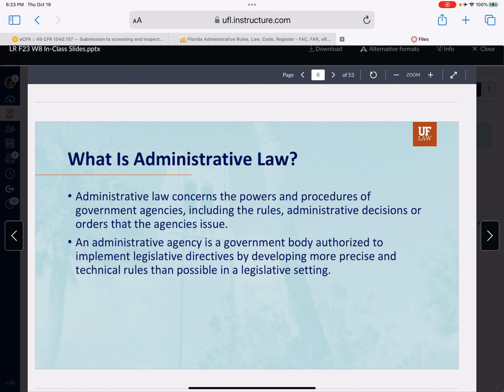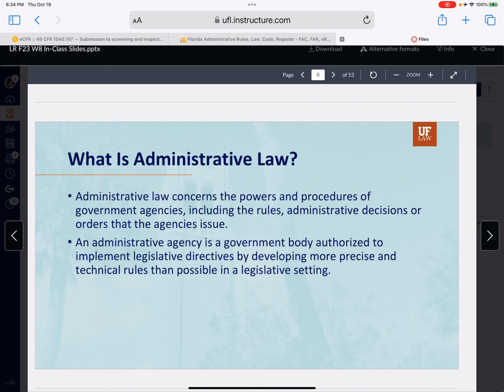Administrative law. What is administrative law? So it's about the powers and the procedures of agencies, executive agencies. And so those are rules, administrative decisions or orders. We just talked about that. And the administrative agencies are governmental bodies that are authorized to implement the laws.